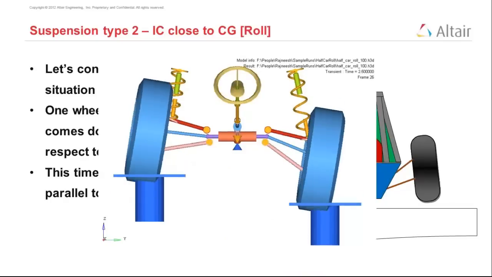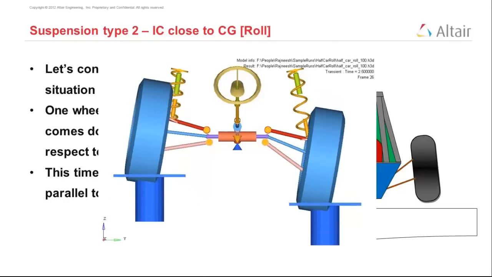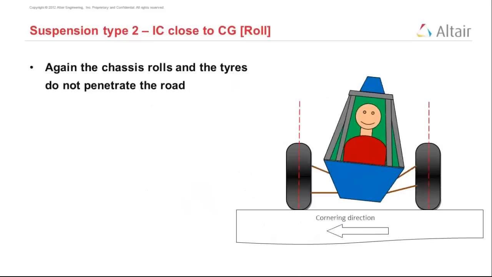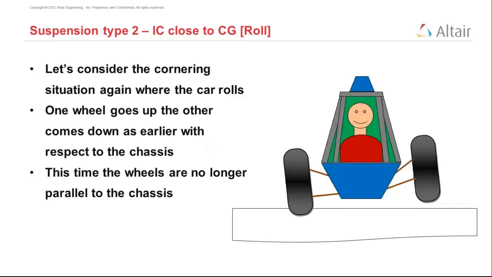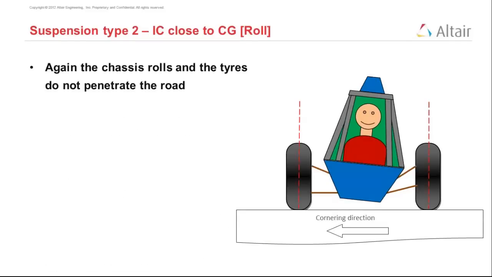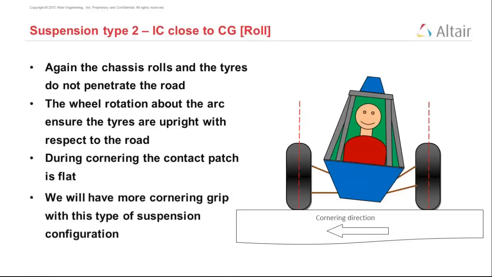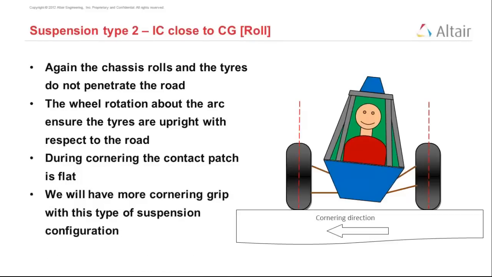Something like this that you see in the animation, right? The instant center is close to the center of the car, and the wheel is moving along this arc. Again, the wheels, like we see in this picture, do not actually penetrate the ground, but the entire chassis rolls, which means that the entire chassis tilts. But now the suspension is designed such that the arc about which the wheel rotates ensures that during cornering the contact patch is still flat. The entire chassis tilts, but with respect to the road, the contact patch is still flat. This will improve cornering grip.